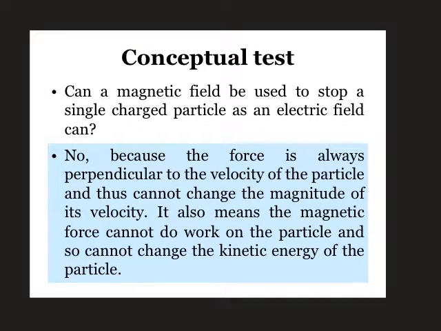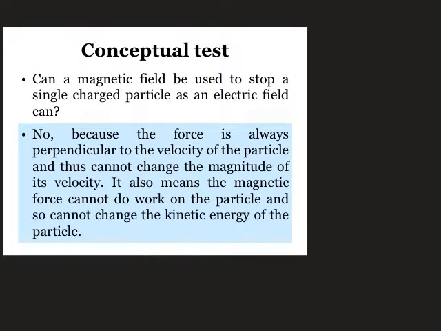So the question asks you, can a magnetic field be used to stop a single charged particle as an electric field can? Like I mentioned before, the electric field is basically in the direction of the velocity. Therefore, the electric field can produce a force that is going to stop the charge. However, the magnetic field is basically perpendicular to the direction of the velocity. Therefore, this magnetic field cannot produce any magnetic force to stop a charge that is moving in the same direction as the velocity.